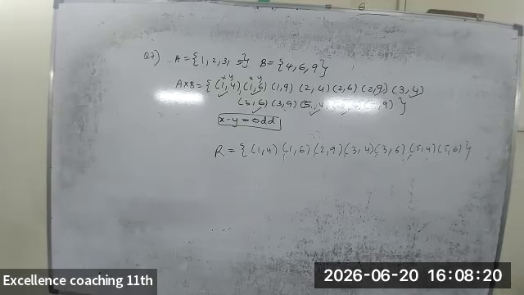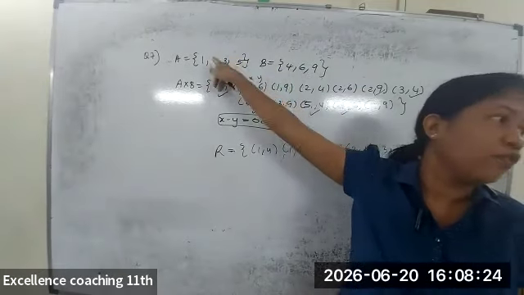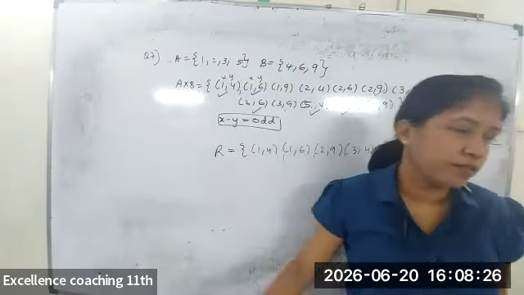Even without using the Cartesian product, you can directly check here also, like 1 and 4, 1 and so on.